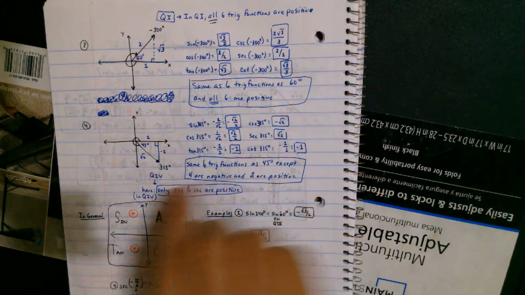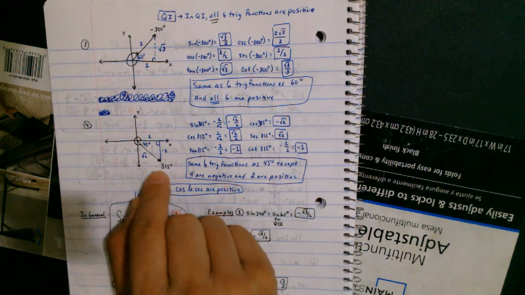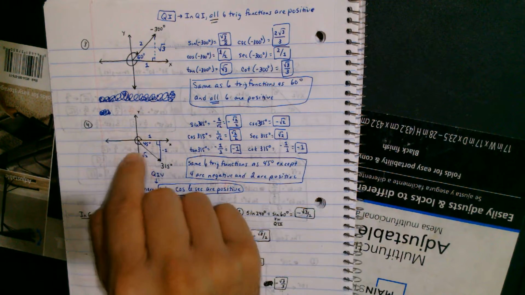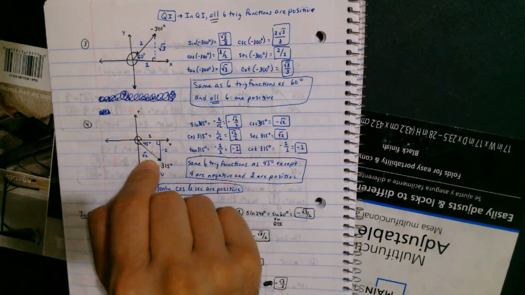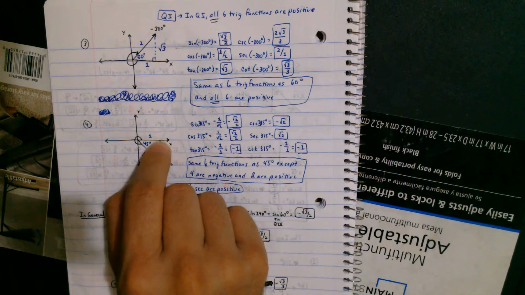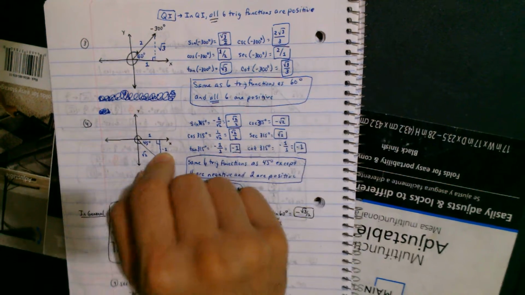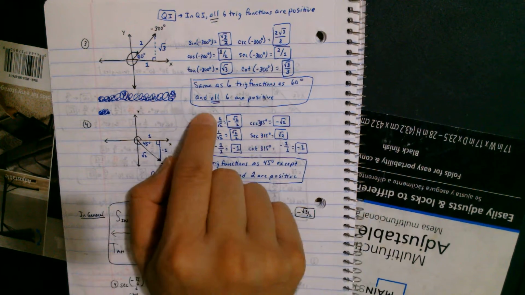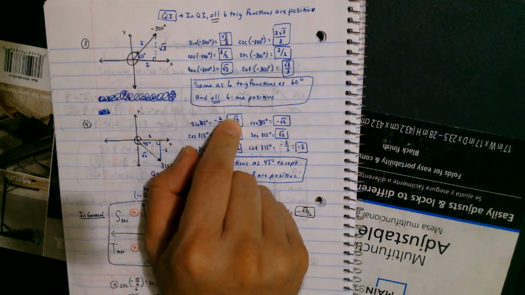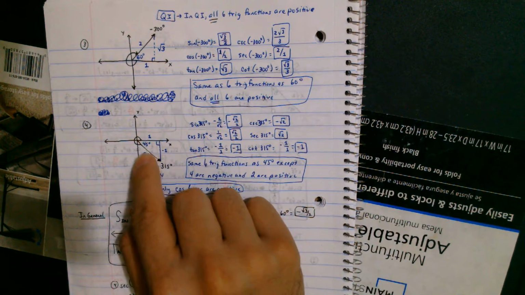Okay? Now, in quadrant 4, if the angle is 315, we spin around, you have 45 degrees. Now, 45 is 1, 1, hypotenuse of the square root of 2. This 1 itself is negative. So, sine, opposite over hypotenuse, negative 1 over square root of 2. When you simplify, it becomes negative square root of 2 over 2.